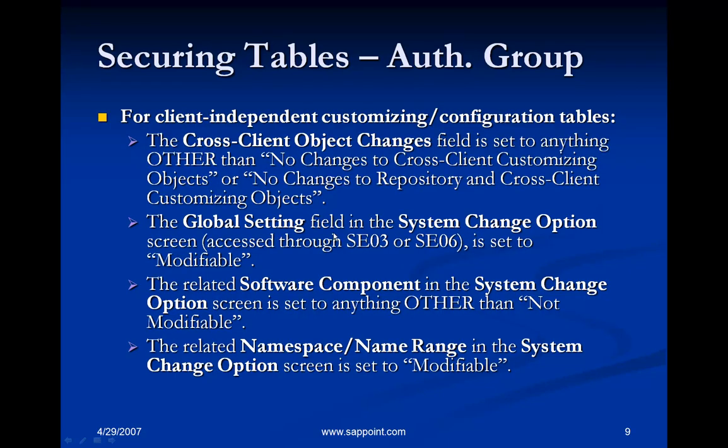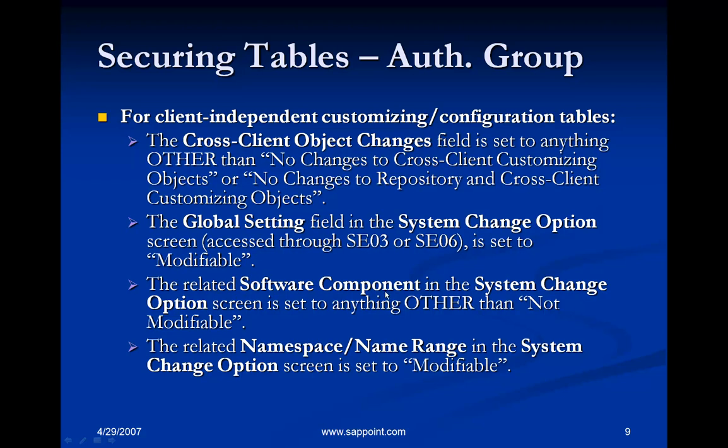Also, the global setting field in the system change option screen, that is using the transaction SC06, is set to modifiable. In SC06, if system change option is set to modifiable, then what it means is you can make direct changes to the tables in that system. Now the settings in SCC4 is controlled at the client level, whereas the modifiable setting in the transaction SC06, that is system change option, is controlled at the system level.